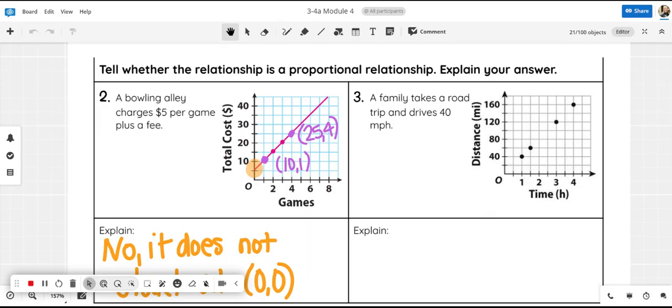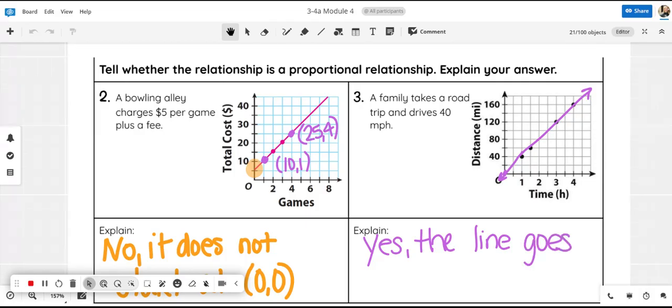All right, number 3. Again, we're looking. Notice how I don't have a line. Well, I'm going to connect my points. And if I were continuing the other direction, you can see it would go through the origin. So is this proportional? Yes. The line goes through 0, 0. Okay, so that's all we're looking for in a graph, if it goes through the origin.